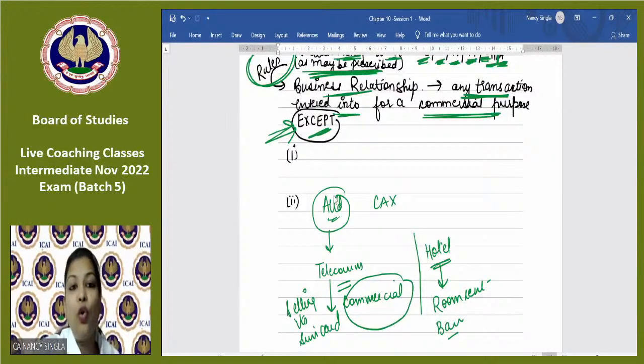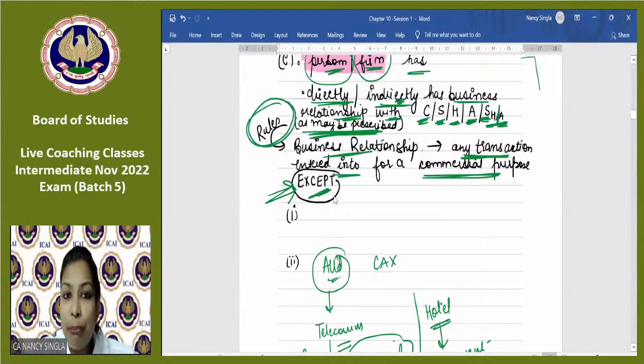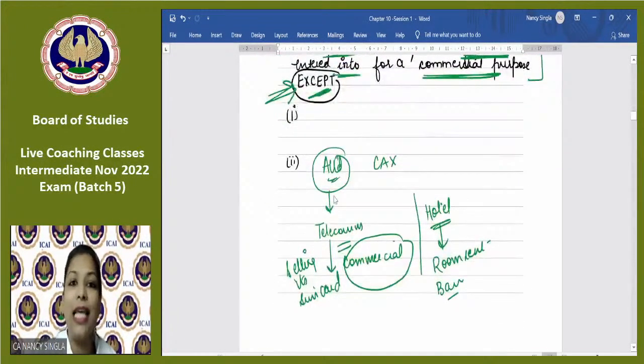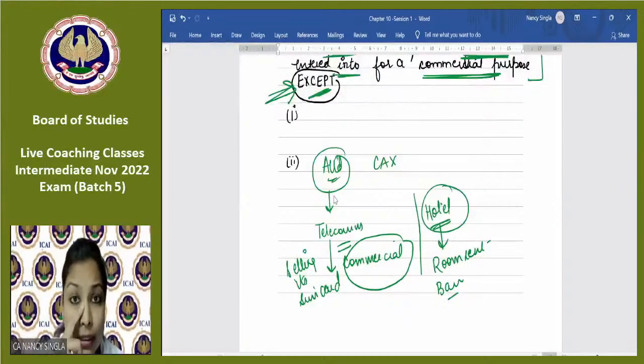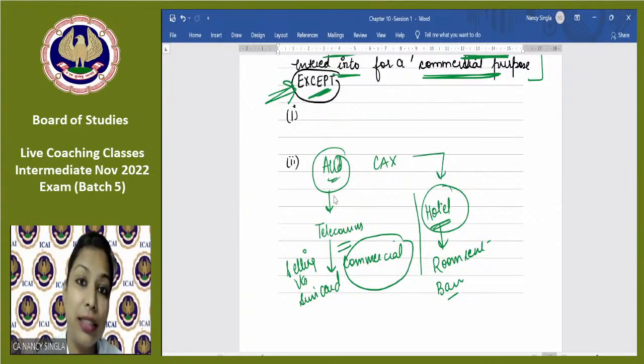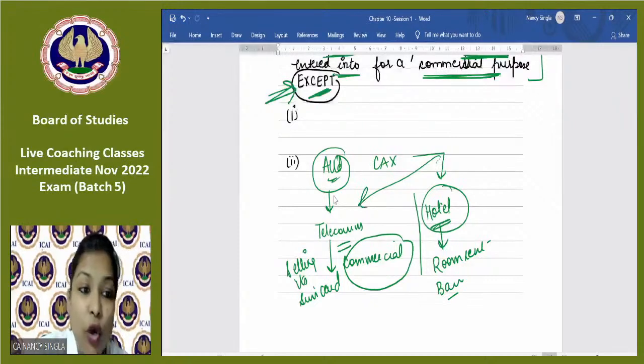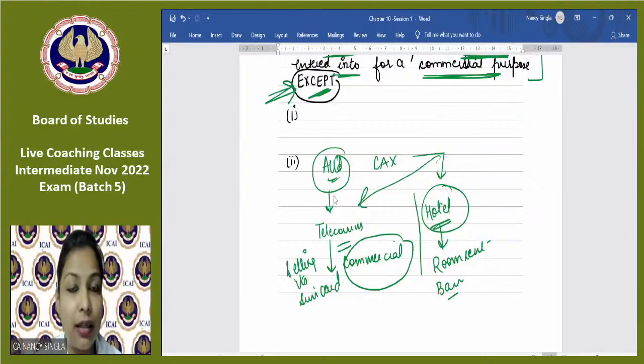So, if we go by this clause that the CA should not have any transaction for commercial purpose with the client. So, let's say our client here is a telecom company or a hotel. So, according to this clause, फिर तो इसका मतलब ये है ना कि CA X इस होटल में कभी stay ही नहीं कर सकता, या CA X इस telecom company का कभी SIM purchase नहीं कर सकता. Because अगर उसने ऐसा किया, he'll be disqualified. So the answer to this question of mine is no. Why? Because this is an exception.